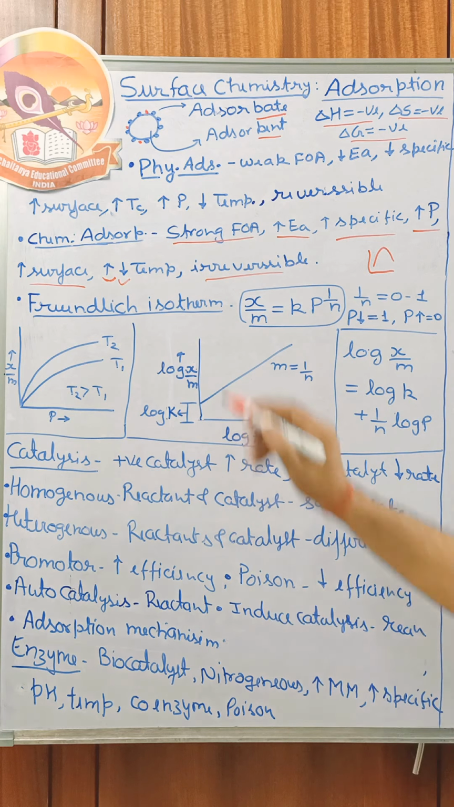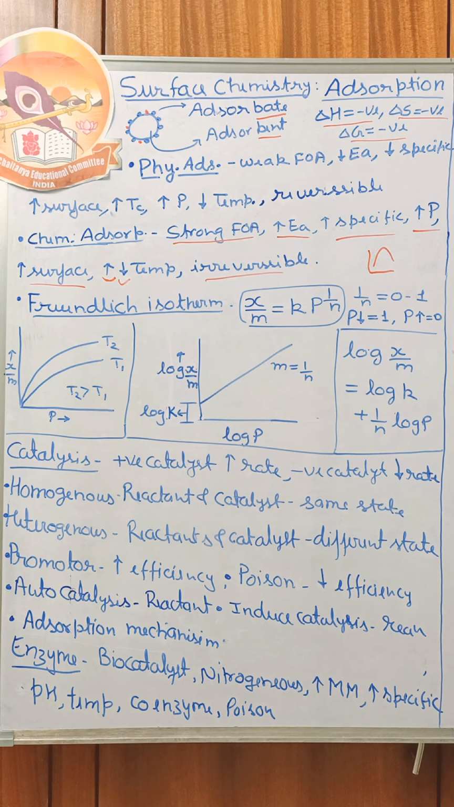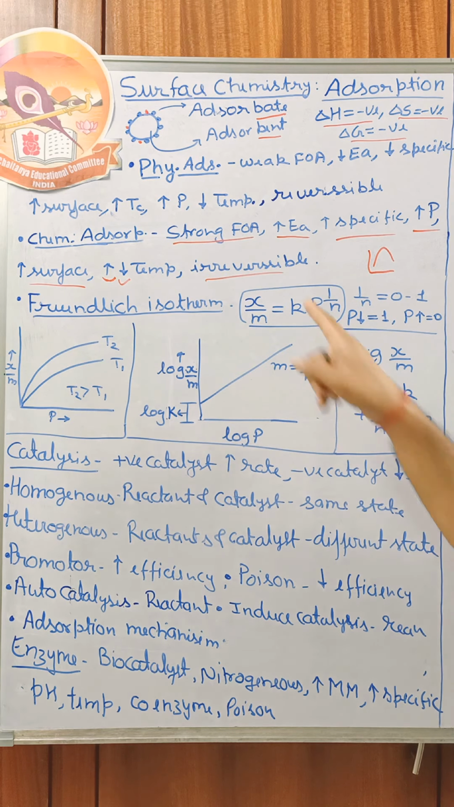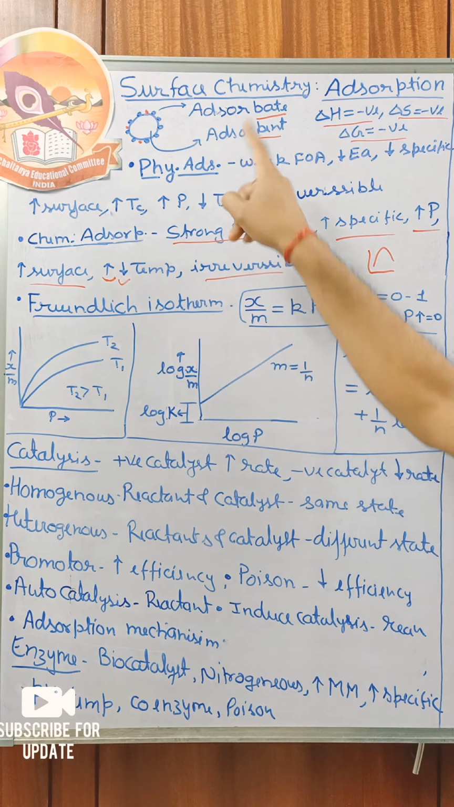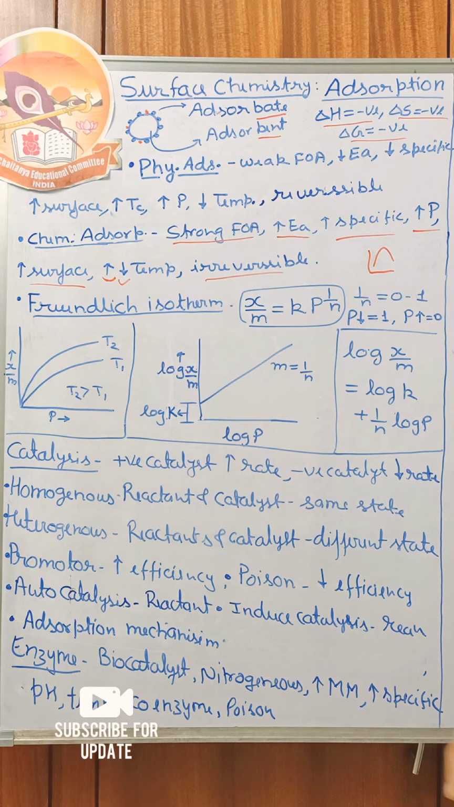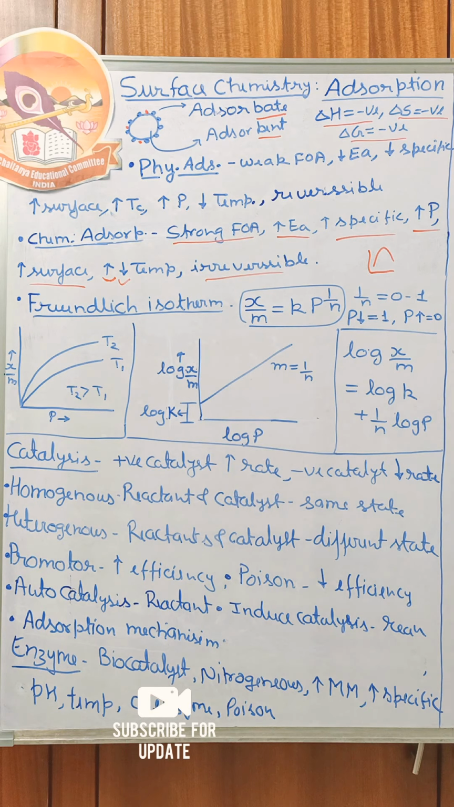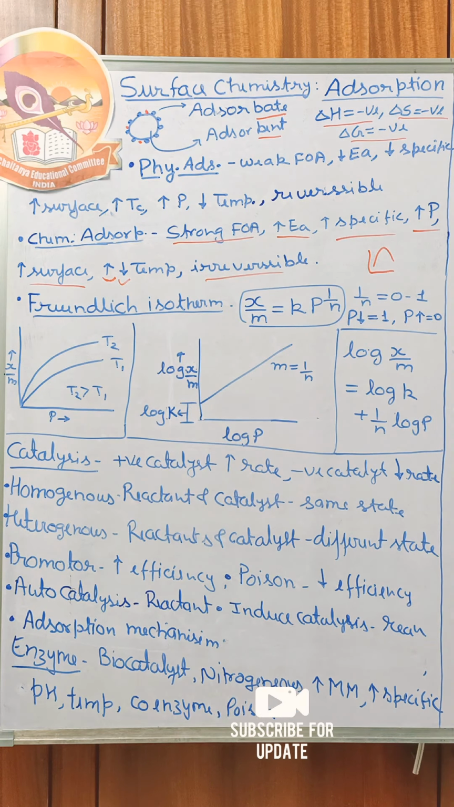Then the Freundlich isotherm provides the relationship for x by m. x by m is also called the extent of adsorption. x is the mass of the gas adsorbed at the surface, m is the mass of the adsorbent. So it provides the relationship between extent of adsorption and pressure of the gas at constant temperature. What is the empirical formula we have? x by m is equal to k p power 1 upon n.